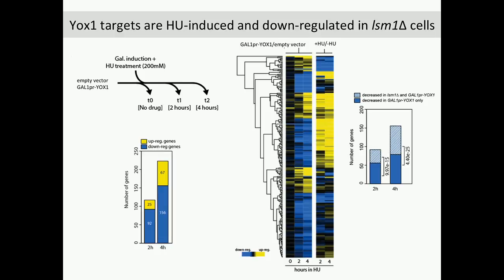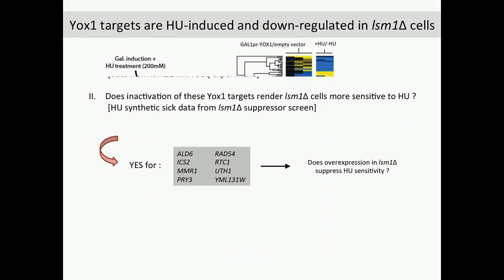And so can you go to next? We also wanted to see whether these identified YOX1 targets were also downregulated in LSM1 delta, and this was the case for 1/3 to 1/2 of the YOX1 targets. Can you go to next?